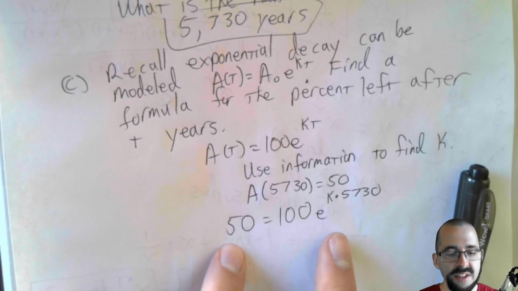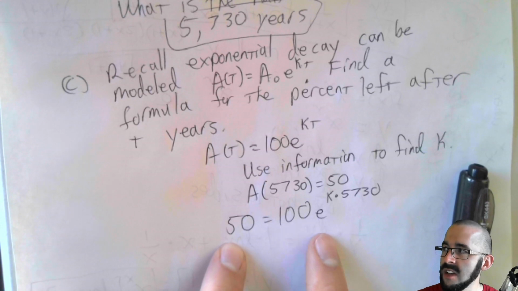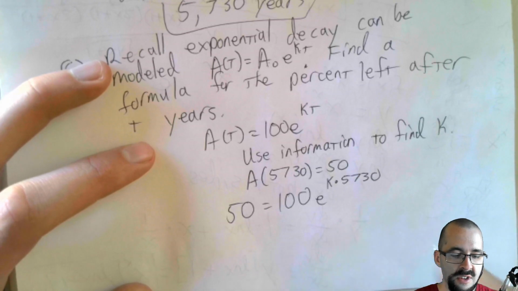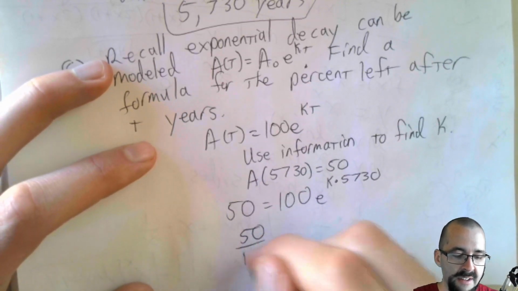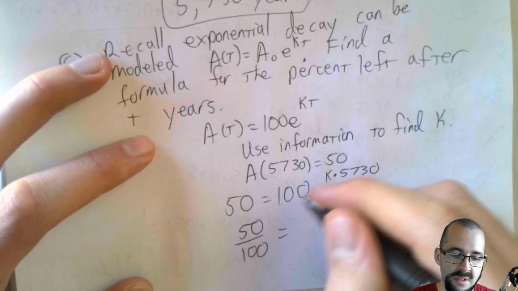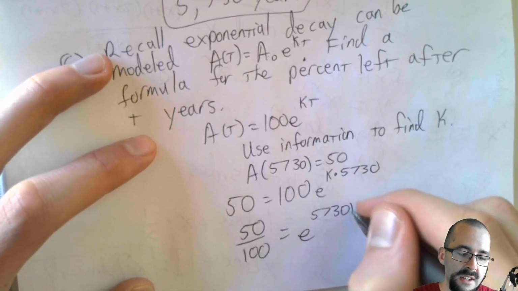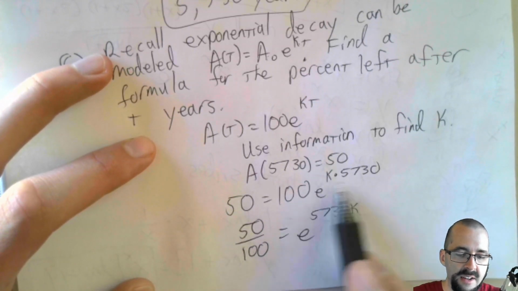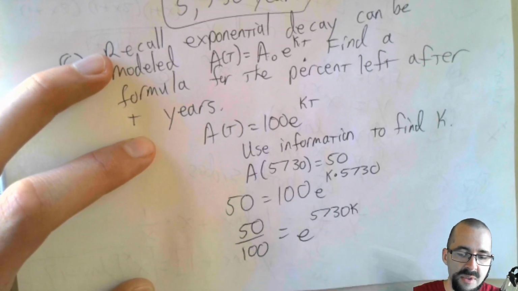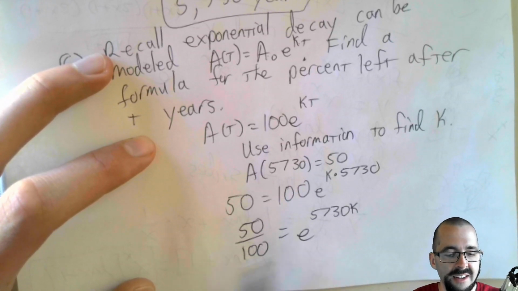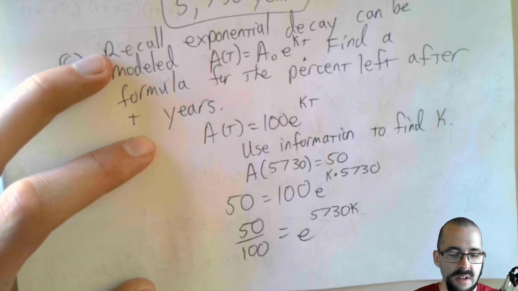Anyway, so we need to solve this. Remember, when we solve exponential equations, we get the exponential by itself. So we need to divide by 100. Divide both sides by 100. We're going to get 50 divided by 100 is equal to 100 divided by 100, it cancels out, e raised to the 5730 times k. We usually write the variable second, but these exponents are the exact same thing. Once we have the exponential by itself, we undo it by taking the natural log of both sides. All right, so we're going to have the natural log of a new piece of paper.